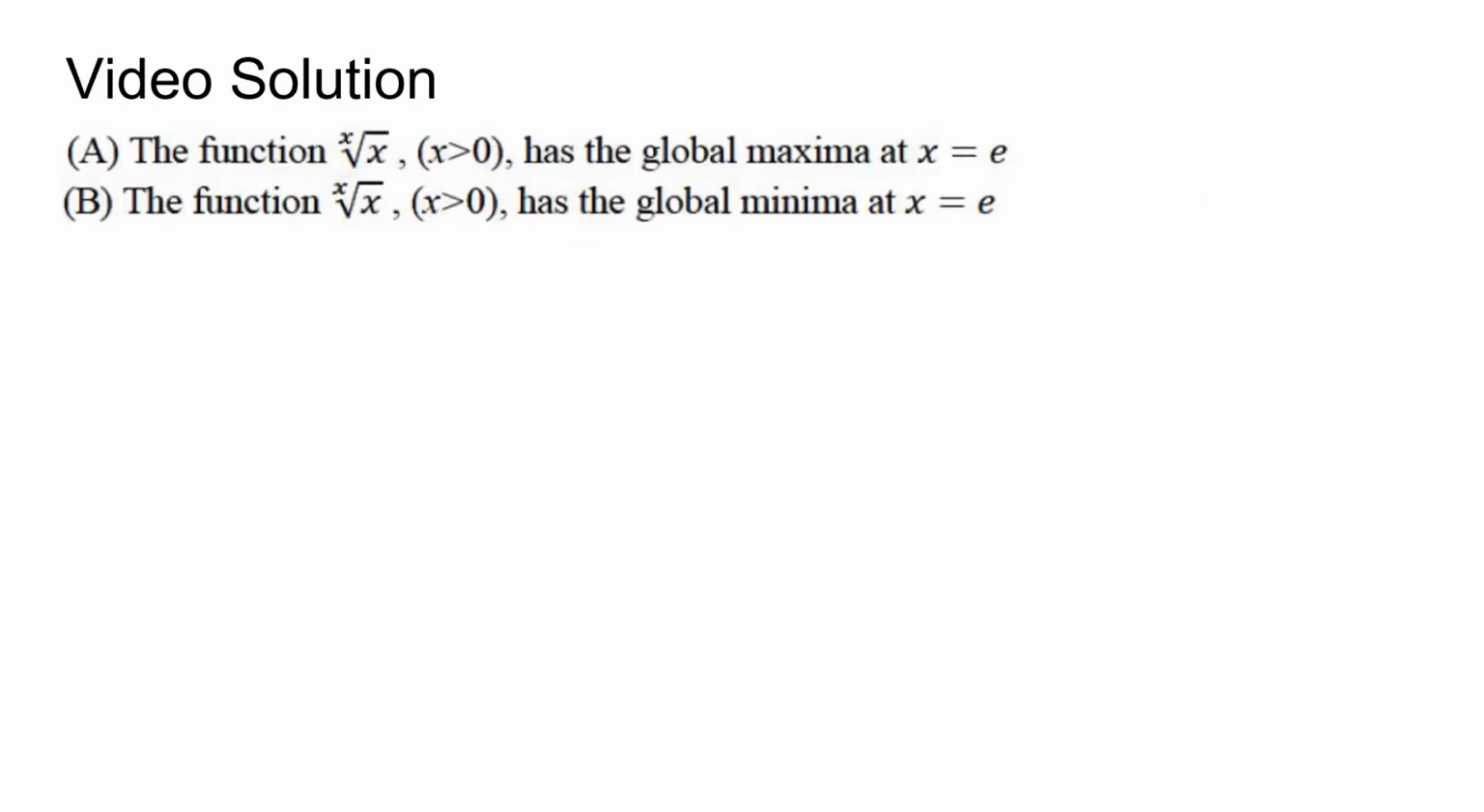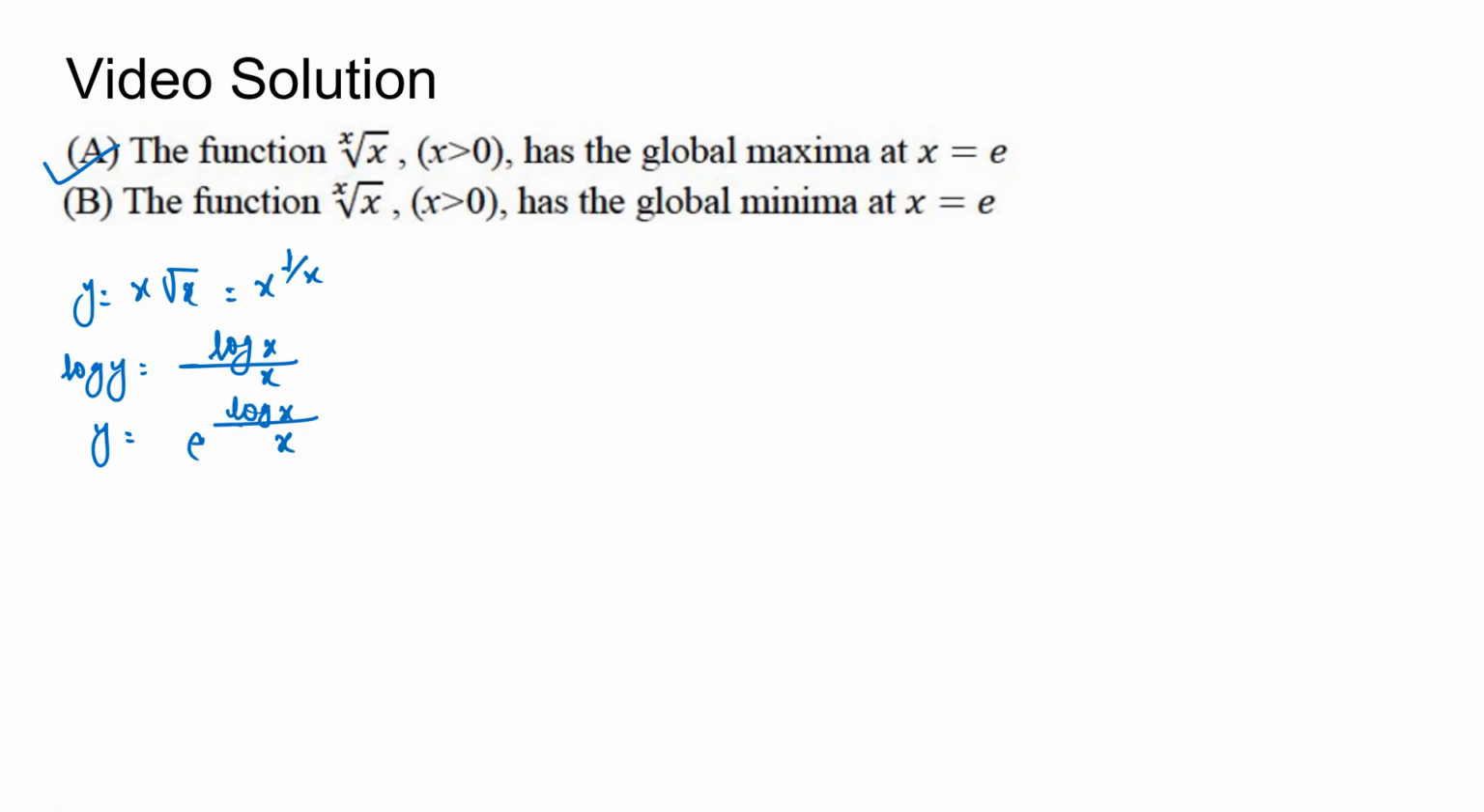Now coming to the video solution, the first statement says the function x^(1/x), x greater than 0, has the global maxima at x equal to e. So let's say the function y here is x^(1/x), which can be written as x power 1 by x. So if you simplify it by taking log on both sides, it will become log y equals log x by x. Now we can write it like that also, y equal to e power log x by x.